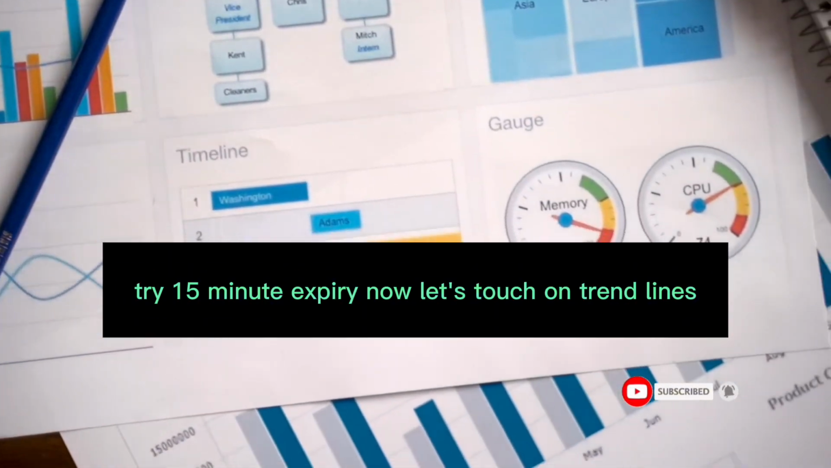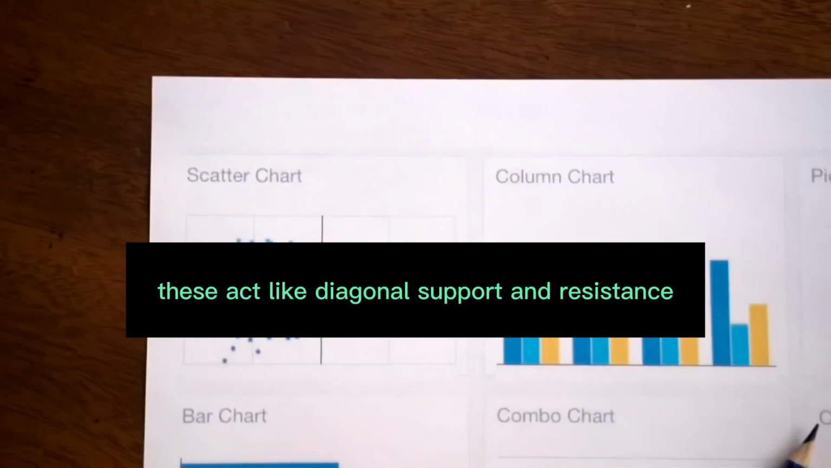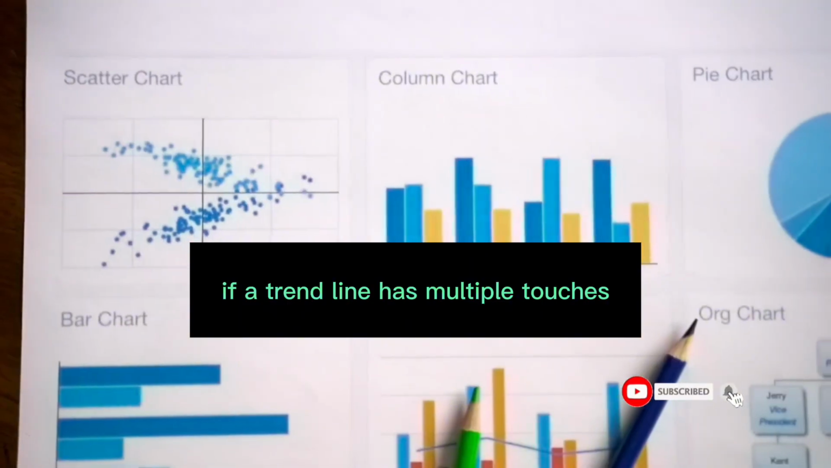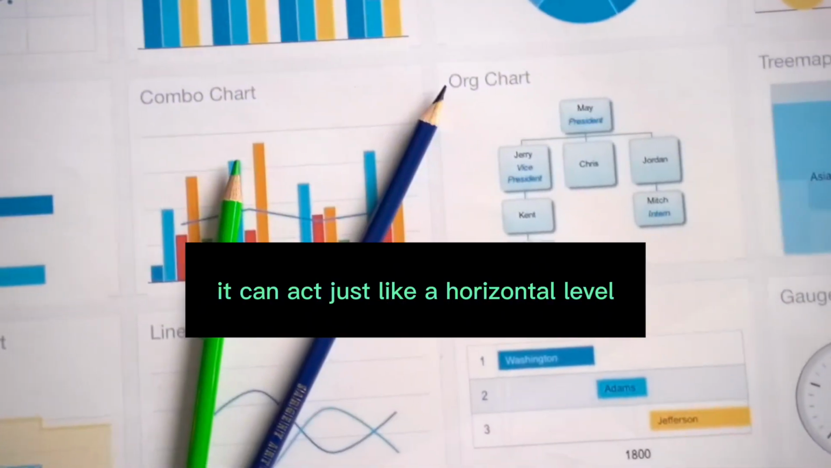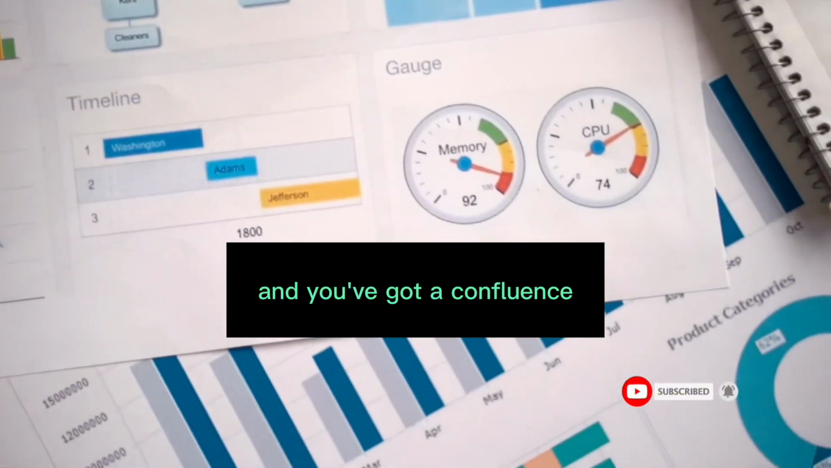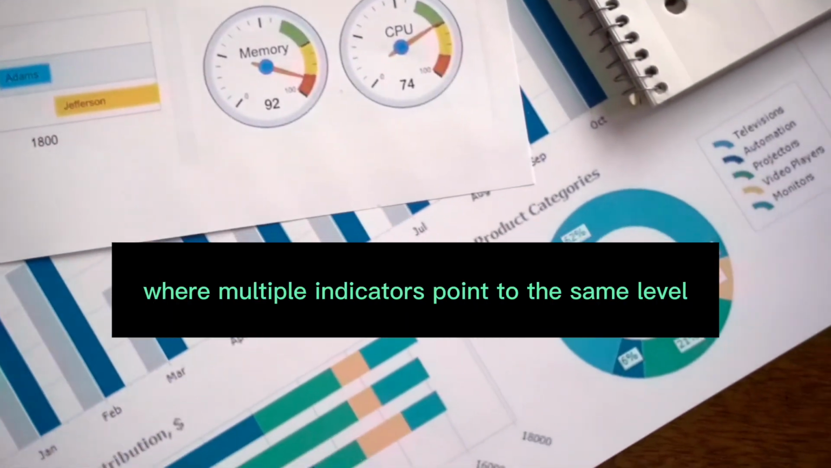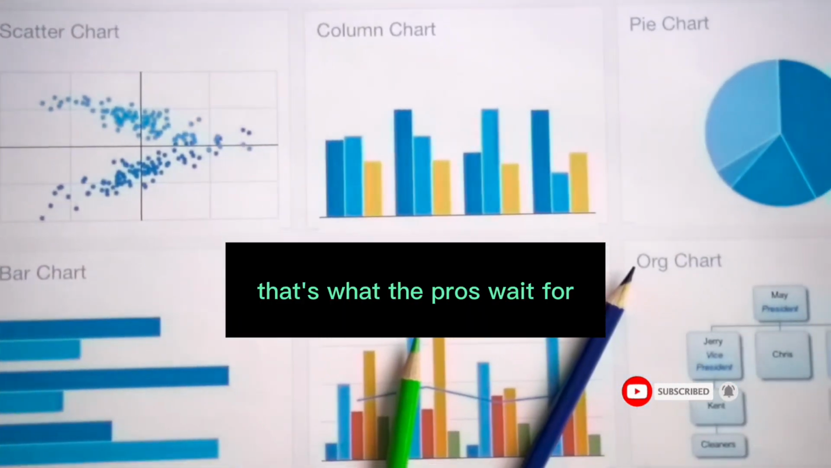Now let's touch on trend lines. These act like diagonal support and resistance. If a trend line has multiple touches and the price is bouncing off it cleanly, it can act just like a horizontal level. Combine it with a support zone and you've got a confluence, a powerful setup where multiple indicators point to the same level. That's what the pros wait for.